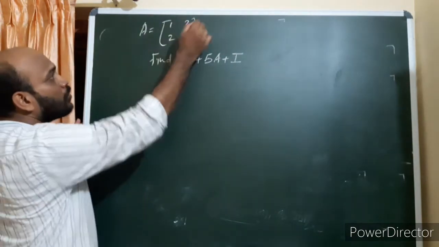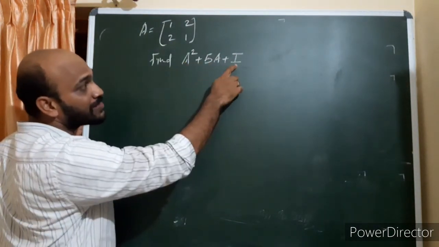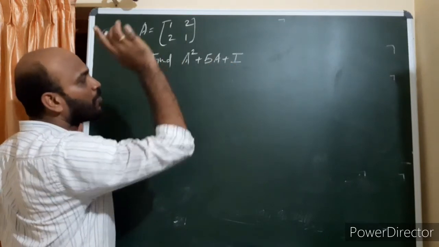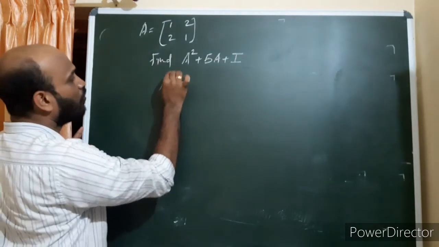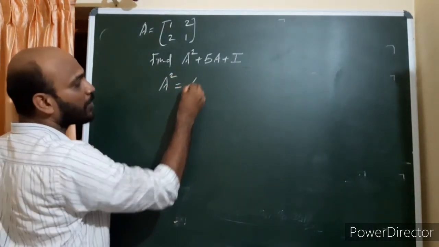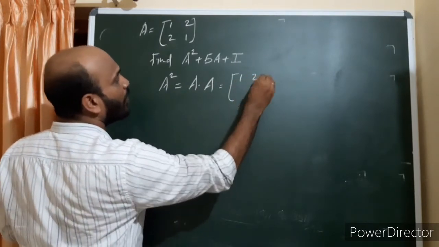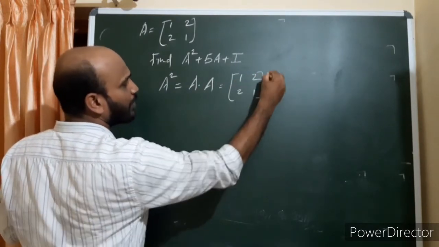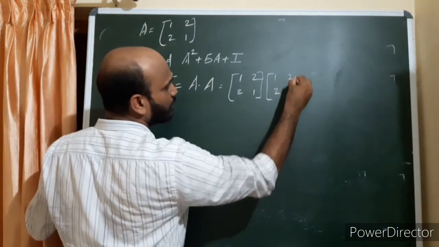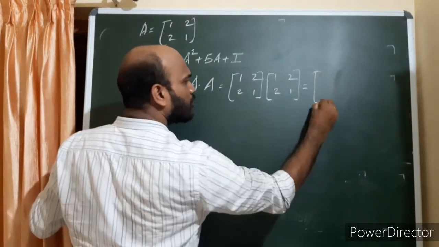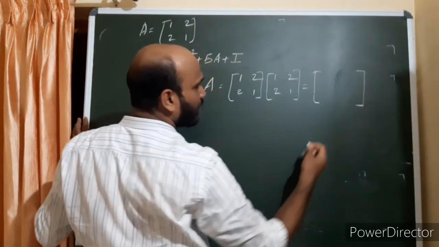If A equal to 1, 2, 2, 1, find A square plus 5A plus I. I is the identity matrix of the same order. So first we have to find A square. How will we find A square? A square means A into A. That is 1, 2, 2, 1 into 1, 2, 2, 1. So this you have to multiply. So the resultant will be a 2 by 2 matrix.